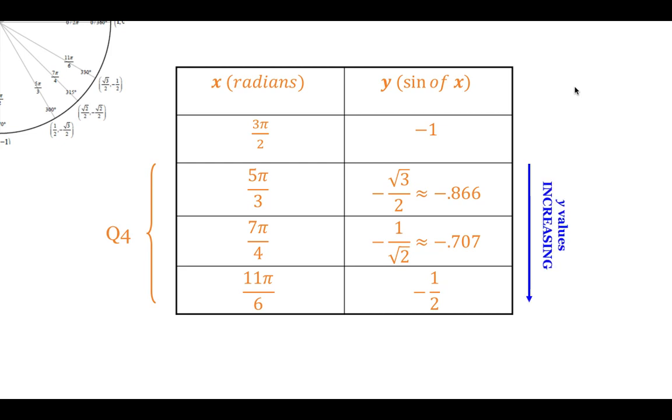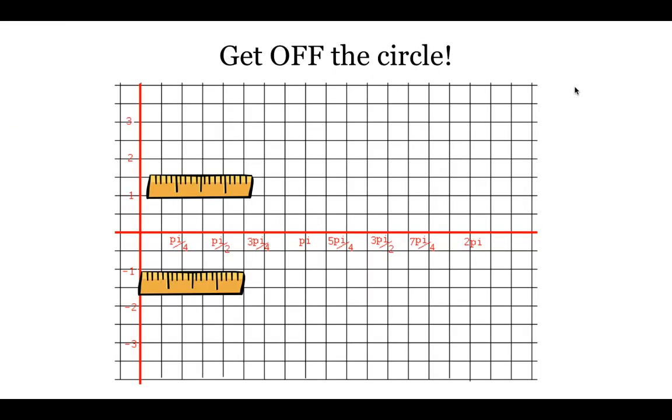Right, so now my y values are increasing. They're increasing in quadrants 1 and 4, decreasing in quadrants 2 and 3. If you noticed, we never went below negative 1 and we never went above 1. We stayed within that, right? Think, oh, that's the radius, right?